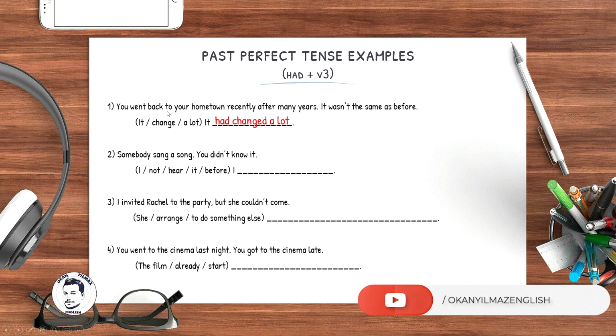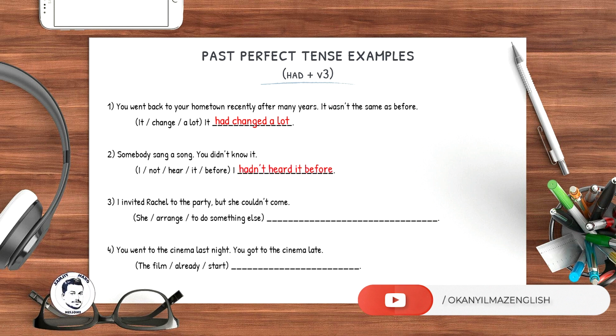Let's talk about the sequence. You went back to your hometown. It wasn't the same before. So, I went there. It's not the same anymore. But which one happened first? First, it had changed. Then, I went to my hometown, right? Number 1, number 2. Somebody sang a song, you didn't know it.